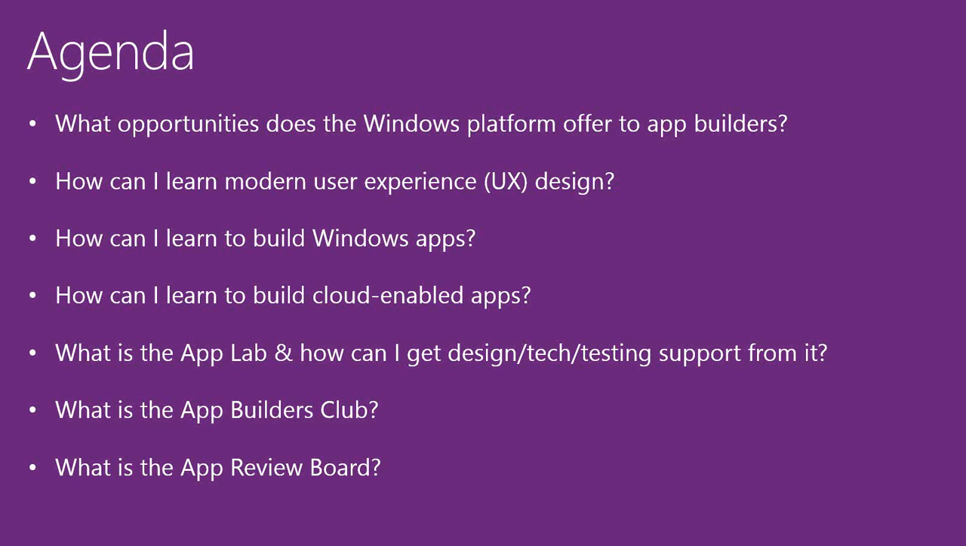The next set of questions that we'll answer is about what kind of resources are available for you and assistance that you can get locally in India. One of them is the App Lab. We'll talk a little bit about that. We also have an App Builders Club, which is a community of folks who create apps on the Windows platform. And finally, we have an app review board, which is another community which gives feedback based on the apps that have already been published onto the Windows Store. This is a pure feedback mechanism, so it's essentially other app builders giving feedback to their fellow mates in terms of how they can improve their app.